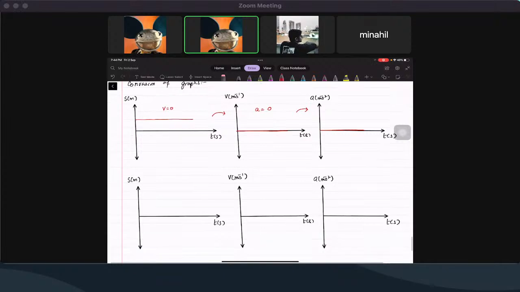Now let's do a difficult question. They have given you a curve like this, and they want you to convert it to this, and to this. Whenever something like this is given, always try to create some sections where there are major changes happening. So I just made ABC. From A to B, I can see the tangent is going from vertical to horizontal. What do you think is happening to the velocity in the first section AB?